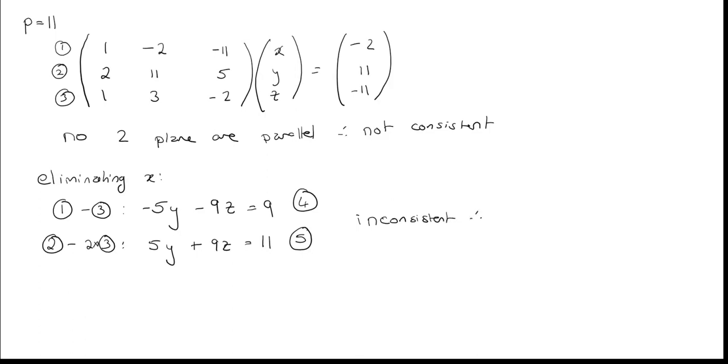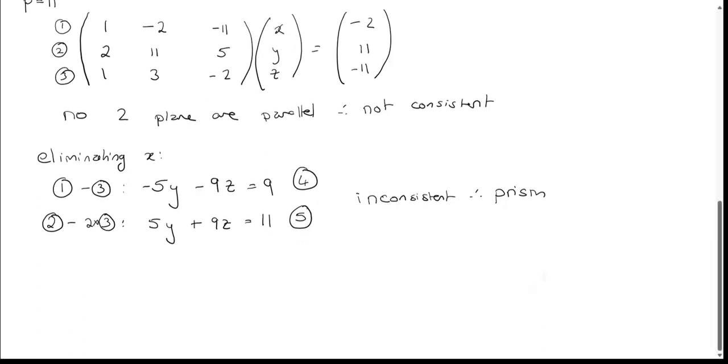And therefore, because they don't intersect at one point, no two planes were consistent. Once we eliminated x, neither of these equations were the same. That means that this must be a prism. So this is the method that we're going to try and use all the time to identify our geometric configurations.